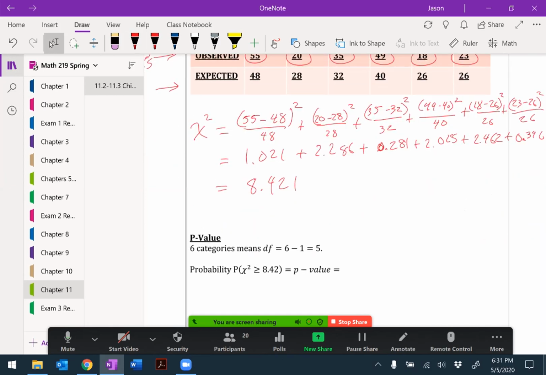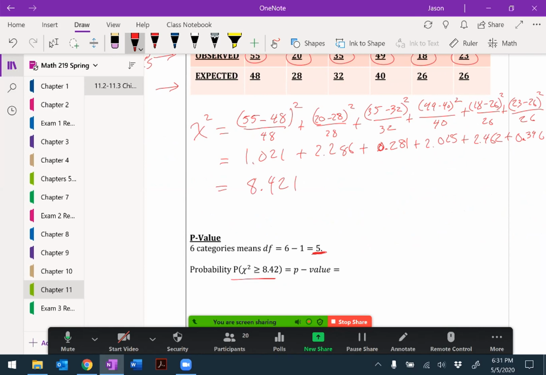Now this is my chi-square test statistic. And it says, how do I get my p-value? So that's the test statistic. We want the p-value. Well, how many degrees of freedom do I have? There are 6 categories, which means 6 minus 1, or 5 degrees of freedom.